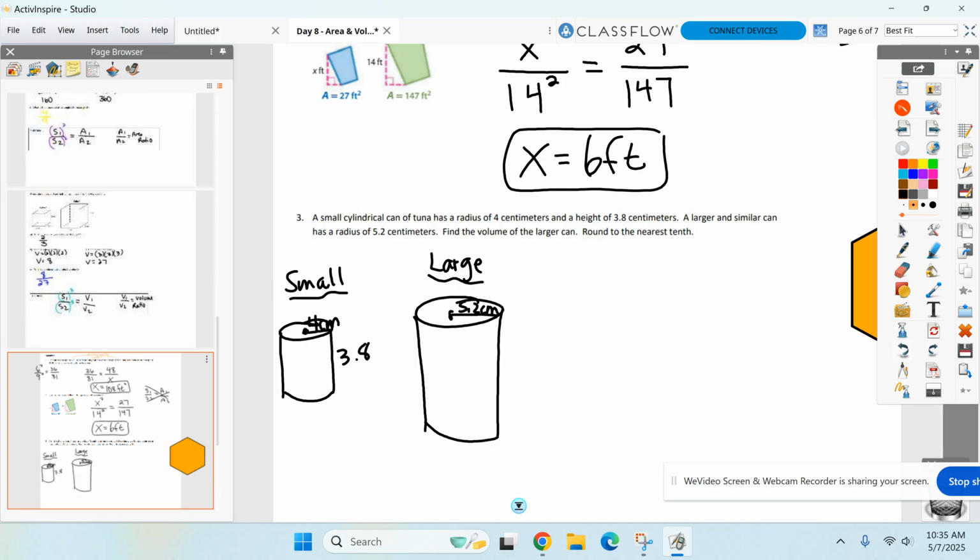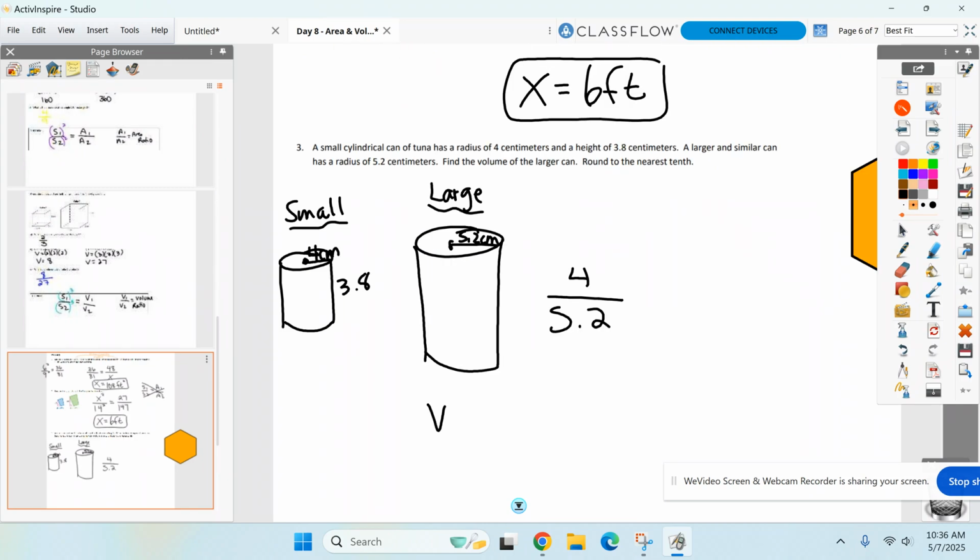All right, what's given to me? Is the similarity ratio given to me? Do I have 2 corresponding parts up here? Yes, and this is why I stress I do not like to say sides when I say similarity, S1 over S2. It could be any corresponding parts, in this case, the radii. So we know it's 4 over 5.2. That's my similarity ratio for the 2 cans of tuna. What I'm looking for is the volume of the larger one.